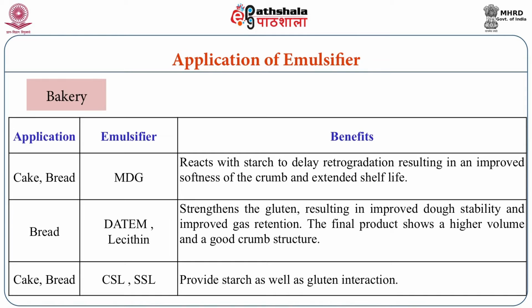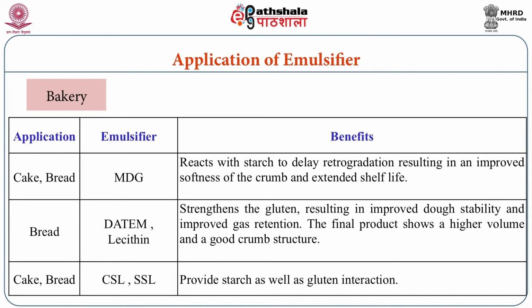In this table, certain emulsifiers used in specific applications with their benefits have been shown here. An emulsifier like MDG is applicable to cake and bread, where it will react with the starch to delay retrogradation, resulting in an improved softness of the crumb and extended shelf life.